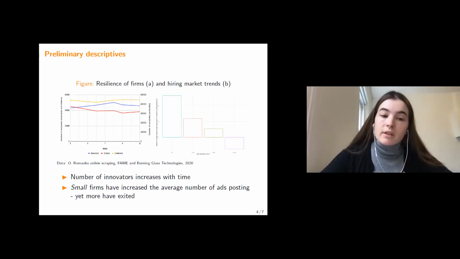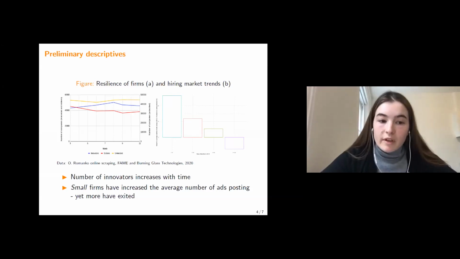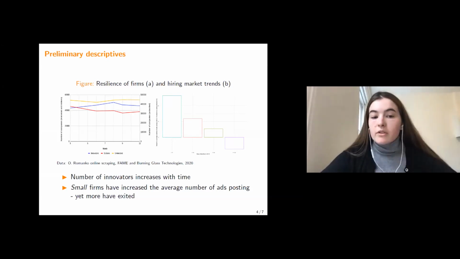So what we consider as innovators are the companies that have adapted to the crisis. For example, they said, we remain open, but deliver only, so they have signaled that they are changing their activity. And we see that the number of firms innovating is increasing over time. Then we see a shift around August, where it goes down. We don't have any explanation for that yet, but these are the kind of analyses we want to look at, to find what is going on.